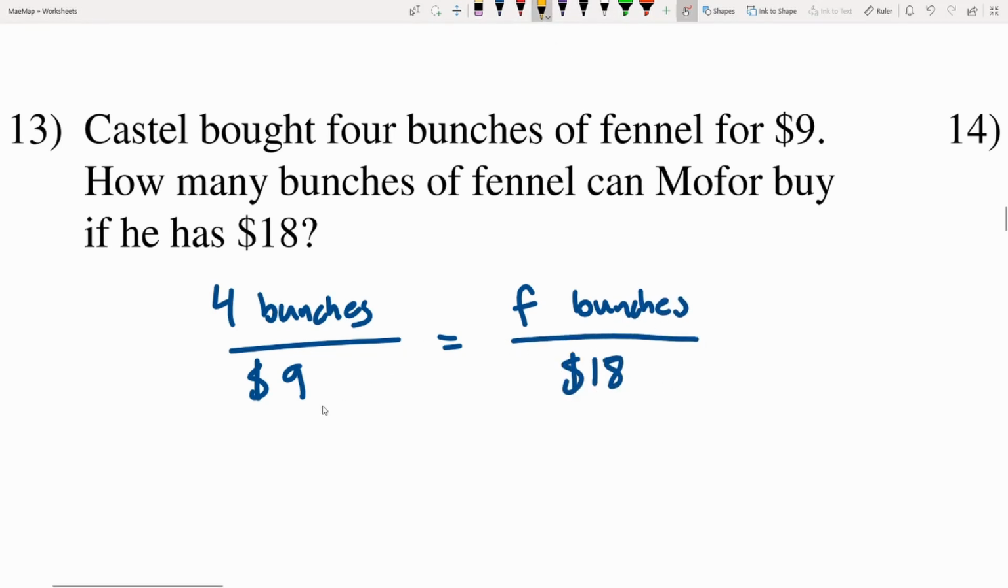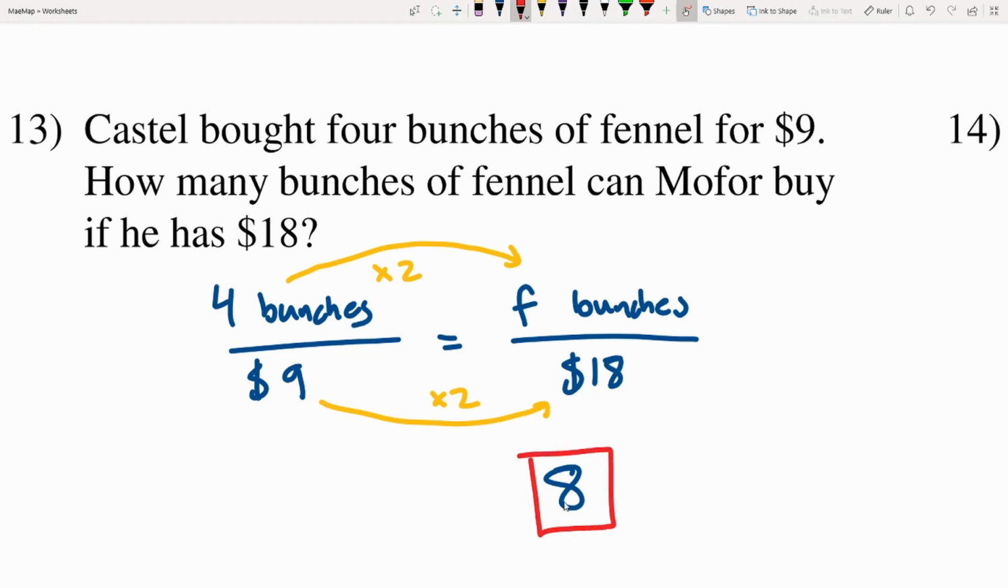Well, you can see that 9 times 2 gives us 18. So we just need to take those 4 bunches and multiply that by 2 to get a total of 8 bunches. So he can buy 8 bunches of fennel for $18.